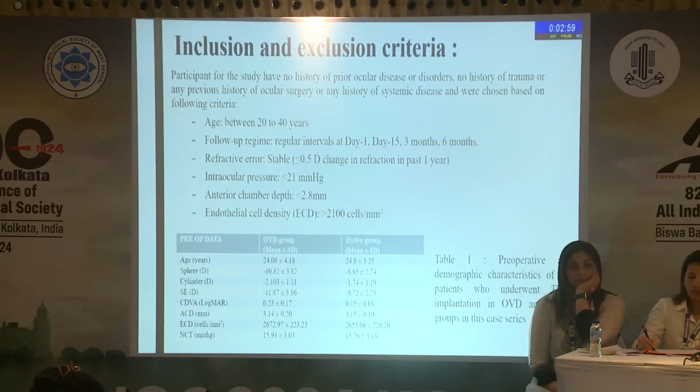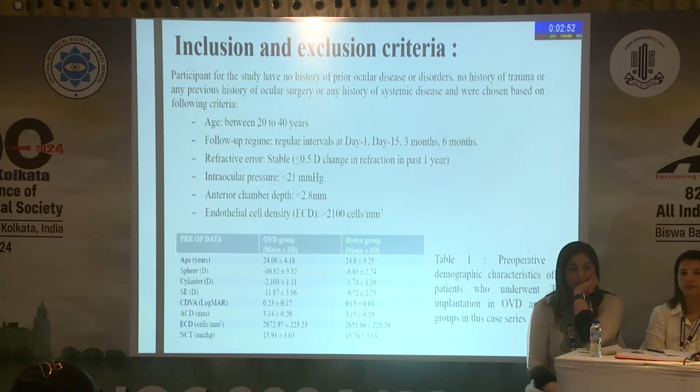Inclusion criteria was age between 20 to 40 years. Refractive error which was stable, less than 0.5 diopter of change in the past 1 year. IOP of less than 21. ACD of more than 2.8, and endothelial cell density of more than 2100.